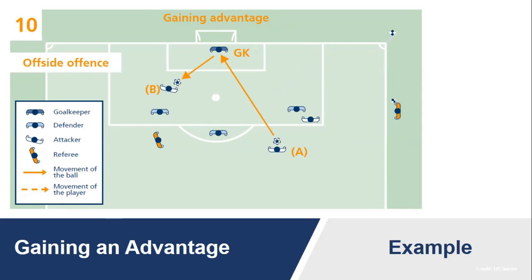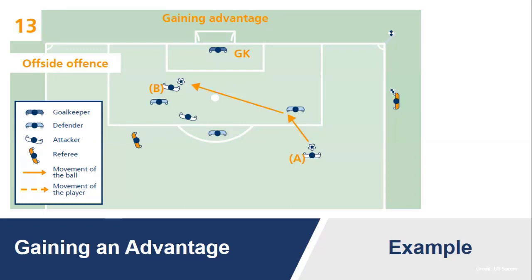So then we move on to gaining an advantage. This is where we have rebound, deliberate save, and in this case, player A shoots the ball, goalkeeper makes the save, player B, who was in offside position when that shot was taken, gathers the ball, and as soon as they touch it, offside should be called for gaining an advantage.